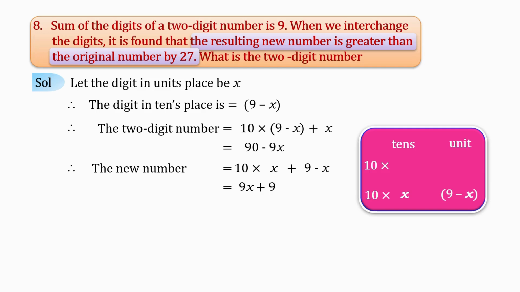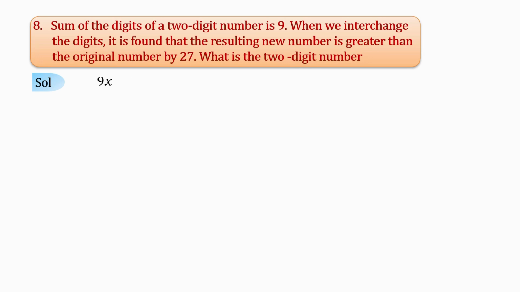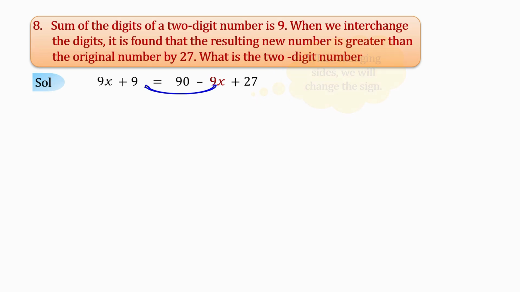Now the resulting number is greater than the original number by 27. So the new number we got is 9x plus 9. So that is greater than the original number by 27. The earlier number was 90 minus 9x, plus 27. So this is the equation we got. Now let us solve this. We will shift the variables to one side and the numbers to the other side.